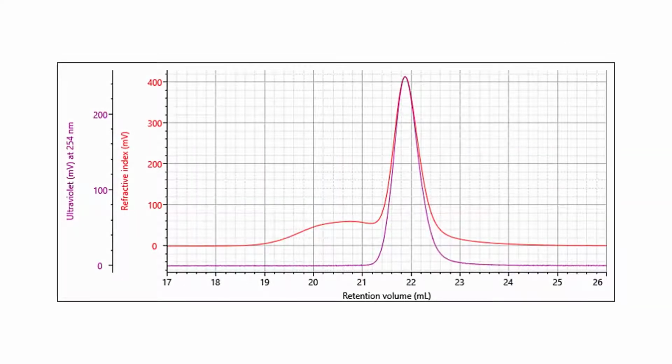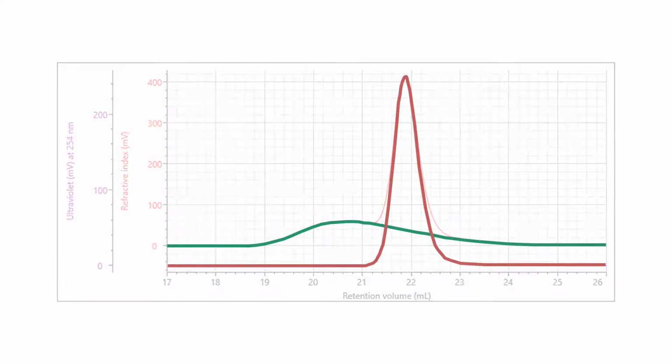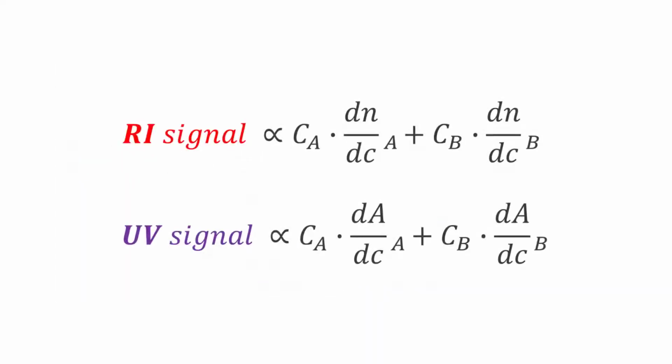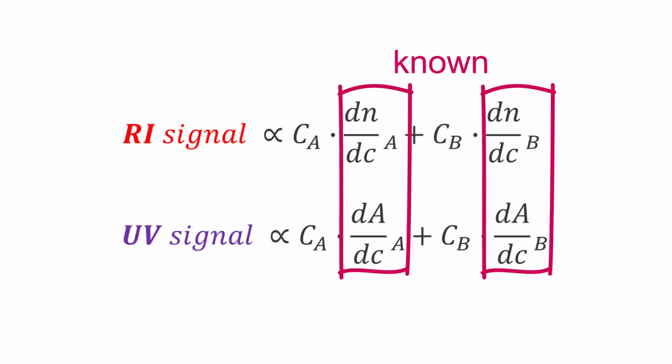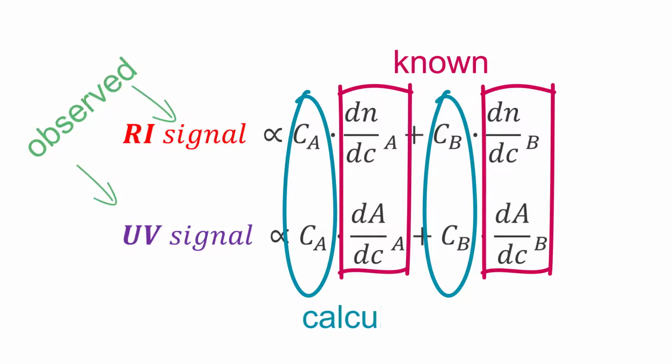Compositional analysis is a method that utilizes data from both a refractive index and a UV detector to determine the concentration of two components within a single sample. By observing the sample's concentration with both refractive index and UV detectors, two equations relating the concentration of each component can be obtained. As long as the DNDC and DADC values of each component are known and different from each other, the concentration of each component can be calculated.